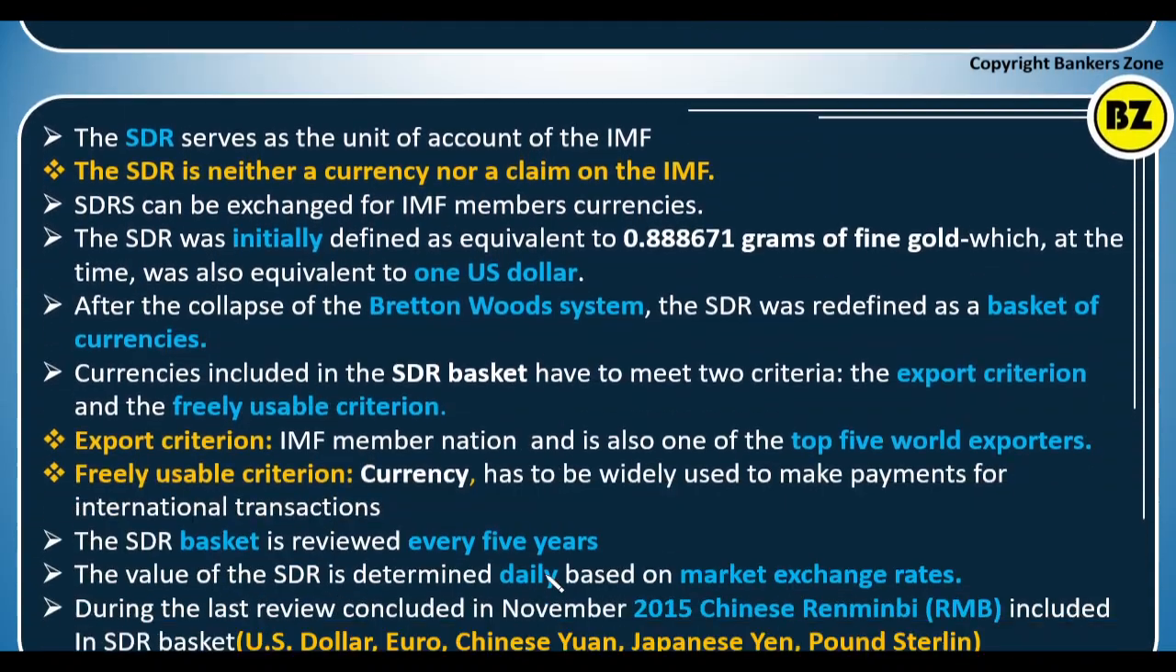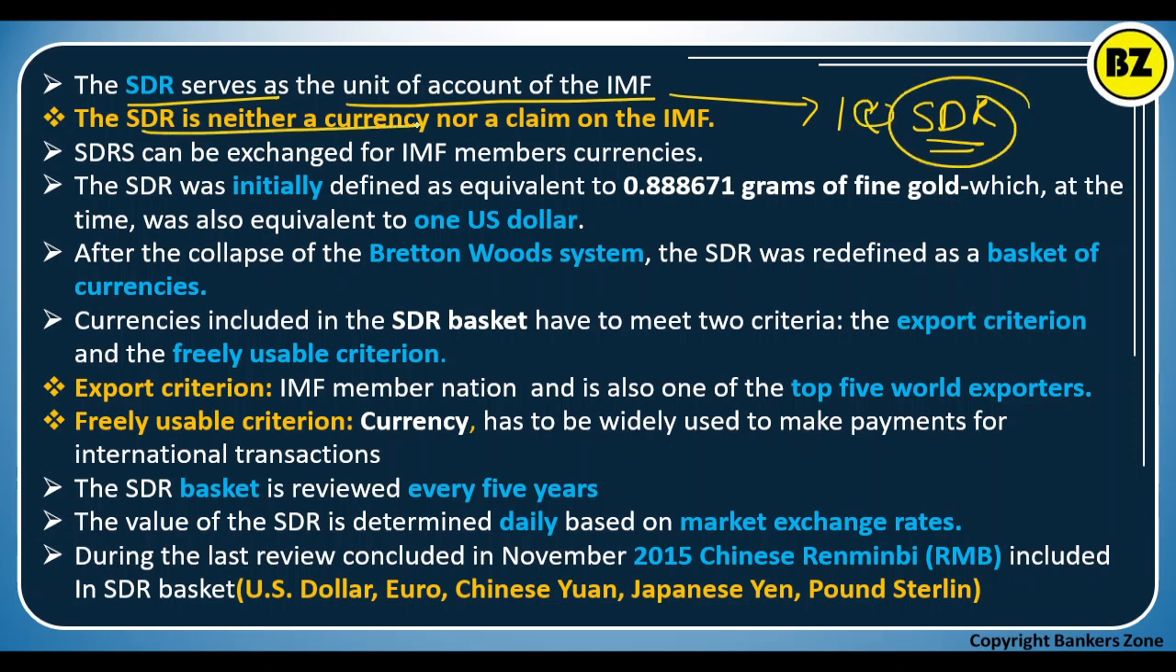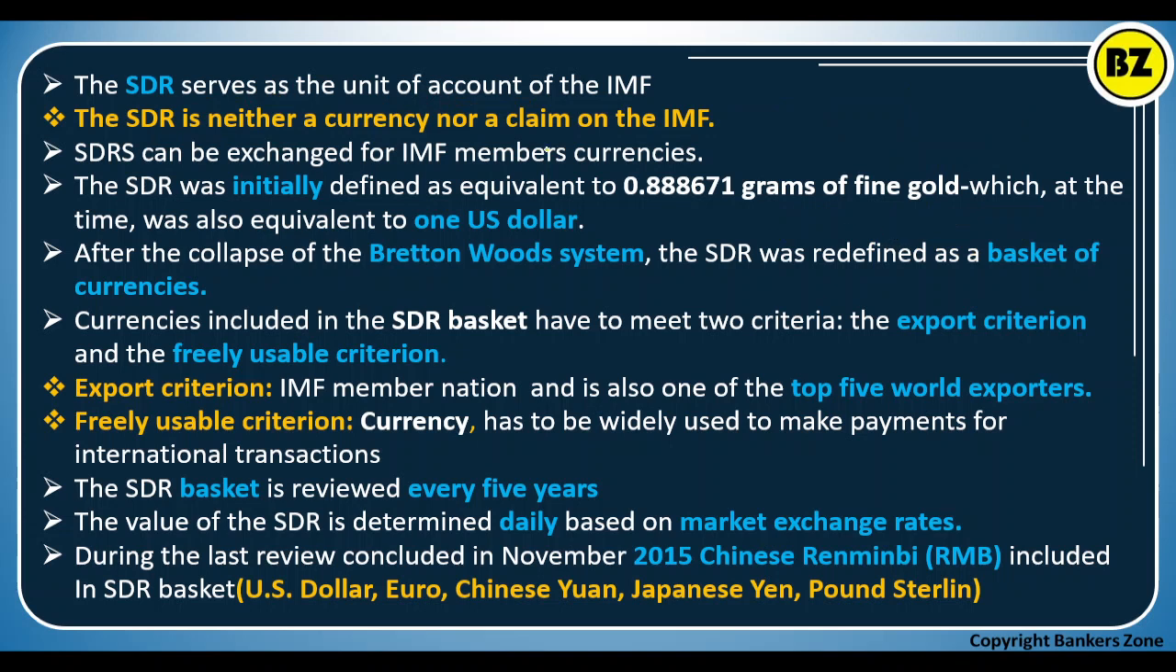Now see SDR. In this session we will see in detail what SDR is. The SDR serves as the unit of account of the IMF. So the IMF doesn't have a unit like 1 rupee or $2; they have their own currency called SDR. Now see, SDR is neither a currency nor a claim on the IMF. For example, if you have one SDR, you cannot claim that the IMF should give you one SDR. It is not like legal tender. Remember, it is neither a currency.